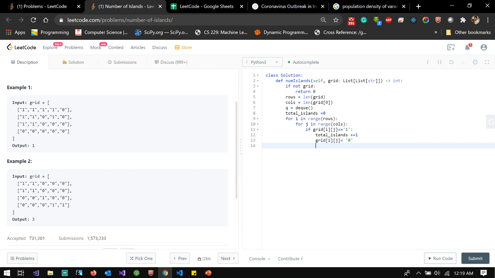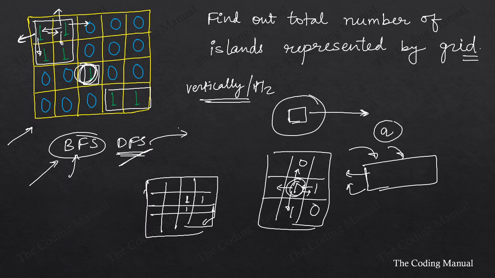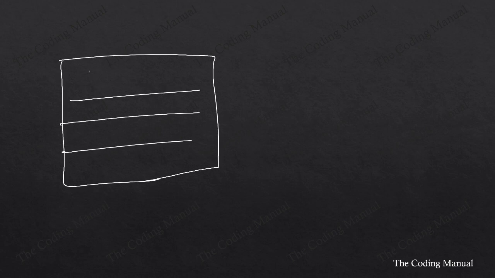Okay, we do not want to end up in a circle. Since this particular grid was 1, I have to look for its adjacent cells, just like this. This was our grid and we encountered 1, so I have to look in this direction and this direction.